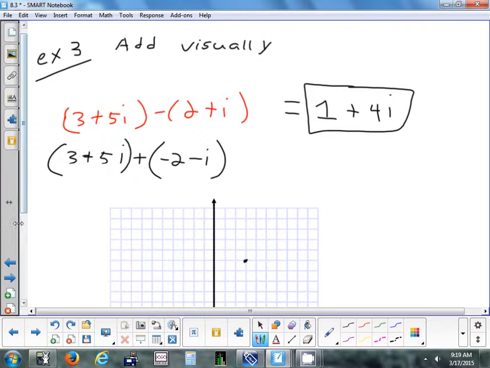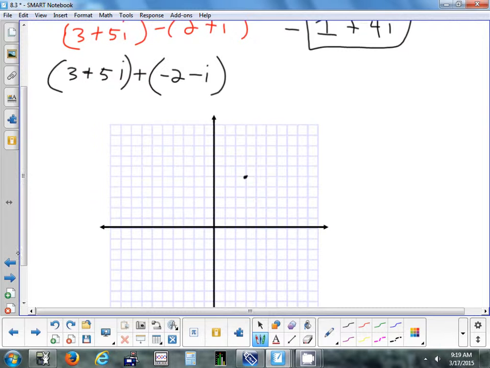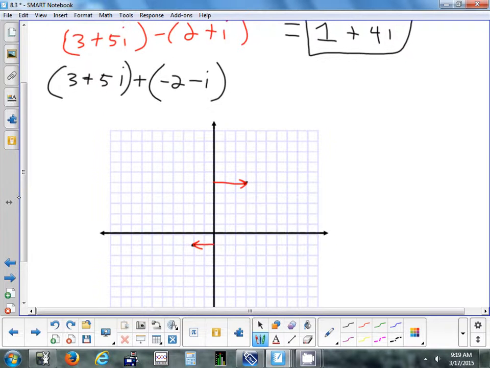Okay. So I'm going to go left 2, down 1. Left 2, down 1. Okay, let's draw our components, and we'll stack them together. I'll put an arrow so we know which way things are going. So we went right 3, left 2. Right, so we've got our horizontals, and let's do the verticals. We have an up 5, and then we have a down 1.